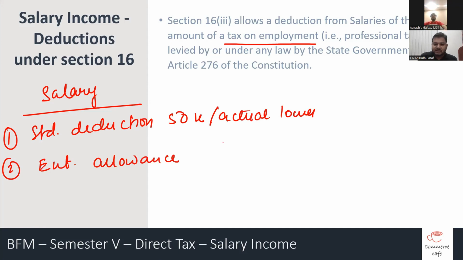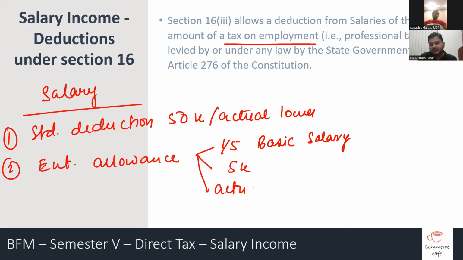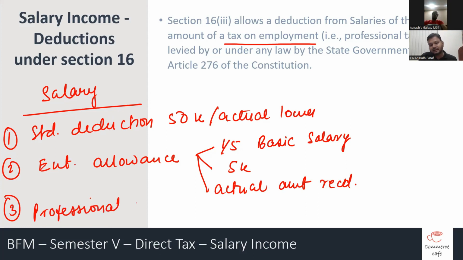That is, you have to see three things: 1/5 of basic salary, remember, basic salary, not total salary, 5,000 rupees, or the actual amount received. Whichever is lowest of the three, we have to deduct that. And the third thing is any tax on employment, for example, any professional tax. These three things you can deduct from your salary income, and on the resulting amount only you have to pay tax. So these are called deductions. So we have covered section 15, we have covered section 16 and section 17.